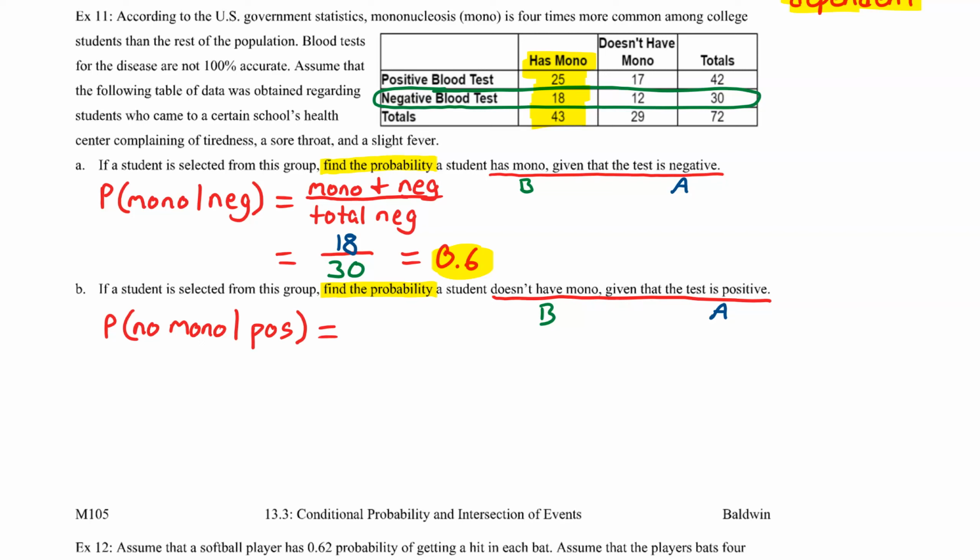So with this one, the very first thing we're doing is out of the entire group of students that were tested, we're focusing on how many of them tested positive. So when we look at that, there were 42 of them that tested positive. So that's our denominator. Because we said it's total positive in the denominator, and then no mono and positive in the numerator.